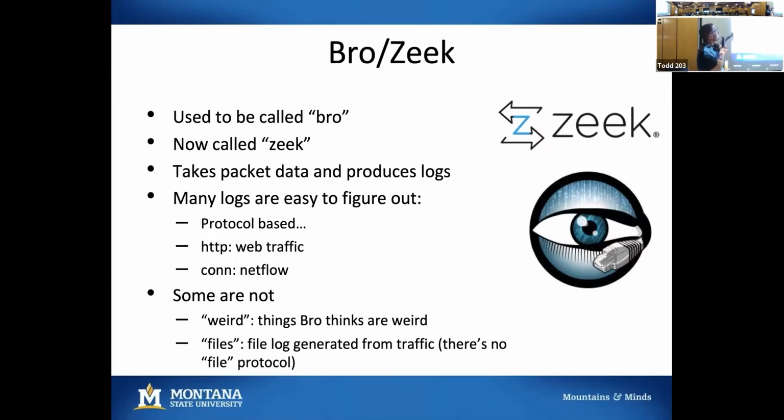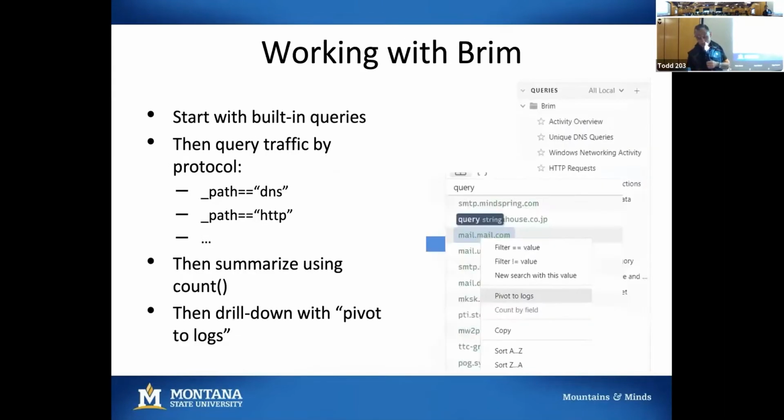So Bro, now called Zeek, produces logs, and the logs contain protocol-based information, web traffic, network flow information, and there are things that are called weird. You're going to see that data tagged weird. These are things that Zeek thinks is weird information. It just can't figure it out, right? So it'll put it out there. So we're going to see this as well. And there's also files that are generated from the traffic.